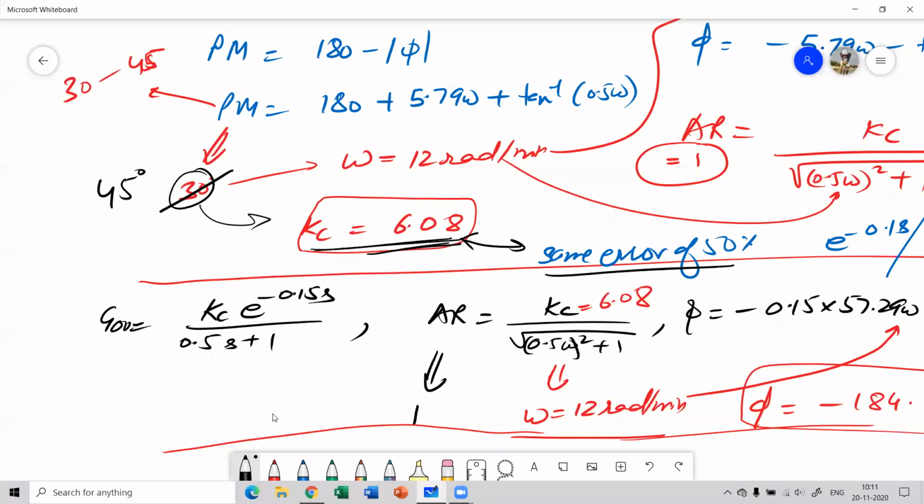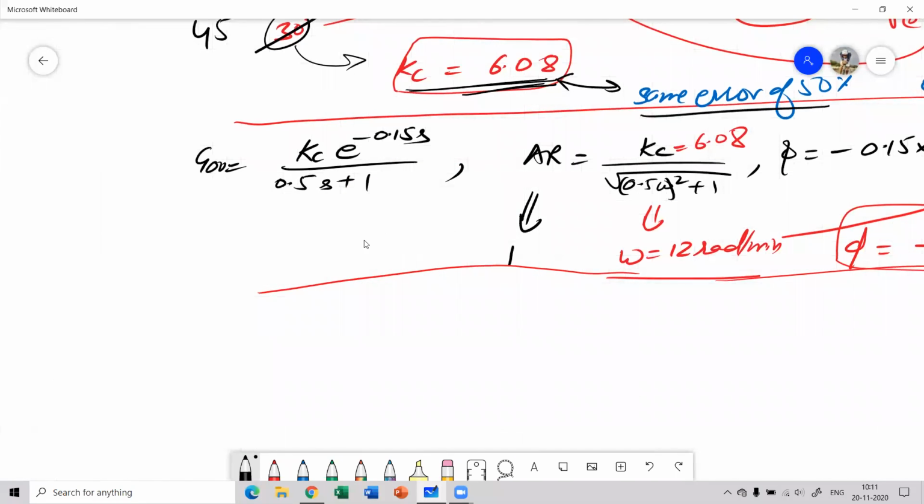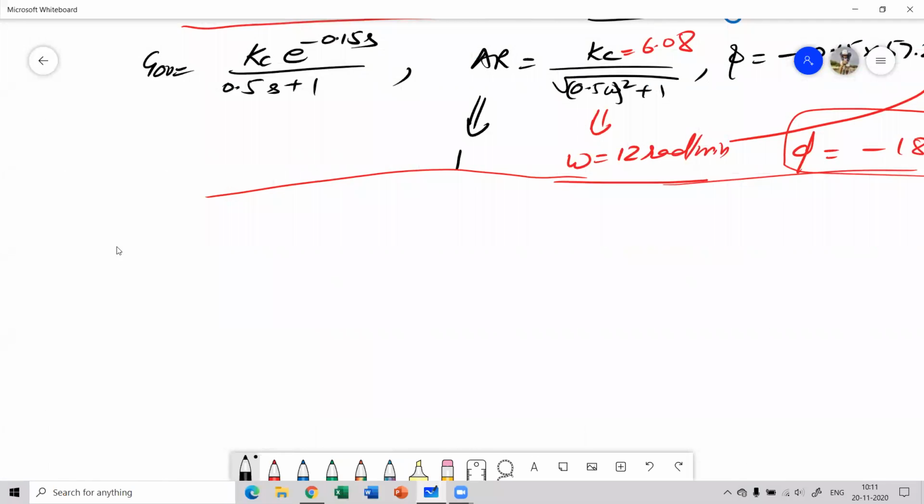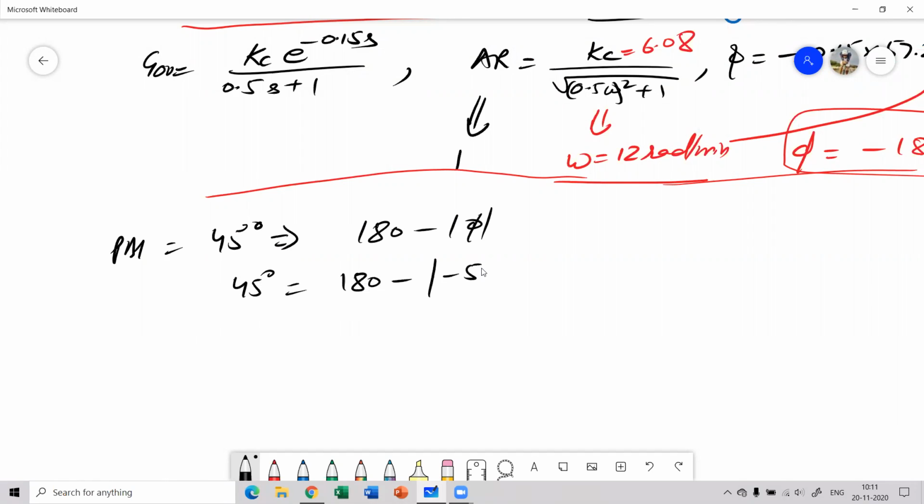ठीक है? सो नाउ वी गोना अगेन डू द सेम थिंग. Now again we're going to take phase margin of 45 degrees and find out, again going to tune a parameter. Now phase margin equal to 45 means 180 minus 5.79 omega minus tan inverse 0.5 omega mod. So यहाँ से omega आएगा 9.78.